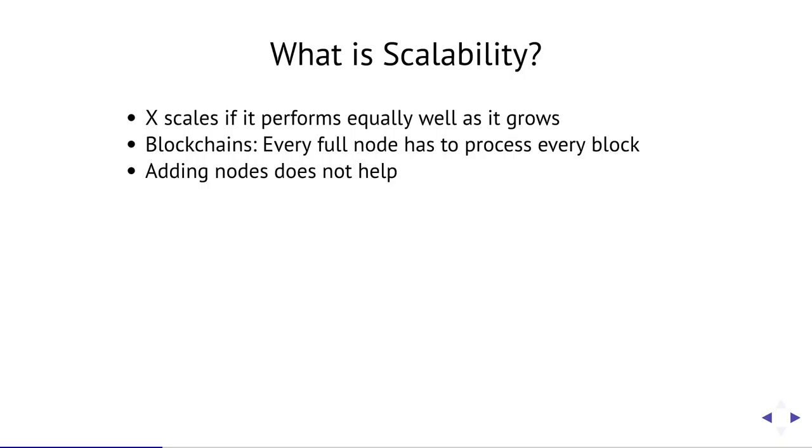In scalable database systems, for example, you have the property that if the usage of that database system increases, then you can just add more servers and it will balance that out. So if you add more nodes, then you can cope with higher demand. And that is not possible with blockchains, because of this property that every full node has to process every single block. And of course, we have this property because of trust. If we distribute transactions just across some nodes, then those nodes might be able to cheat, because not all other nodes verify the transactions.